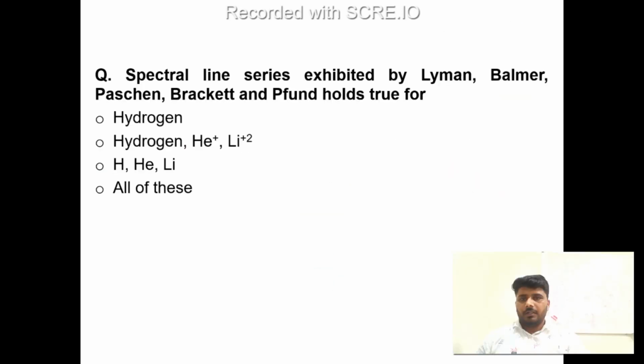So the spectral line series exhibited by Lyman, Balmer, Paschen, Brackett, and Pfund holds true for. So these are four options. You can try first, and after that I will explain. Basically, these five lines are observed for hydrogen-like species.